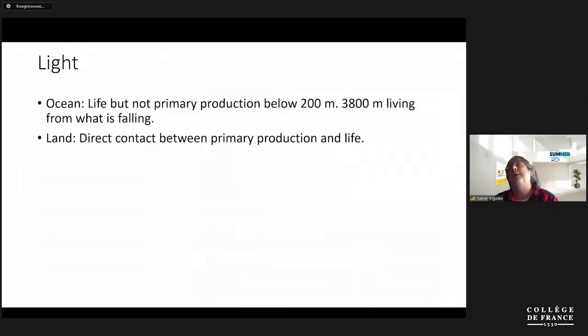And in addition, it makes another difference. On land, primary production and life are in direct contact. In the ocean, primary production is in the upper 200 meters. All the rest below that are living on falling particles, dissolved organic matter, migrations, or whatever, but something that has to come from the surface. But that also makes it a place where you can hide.